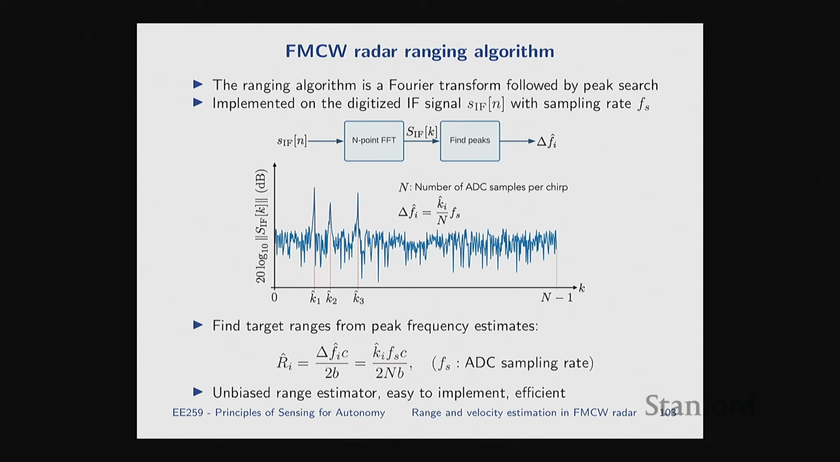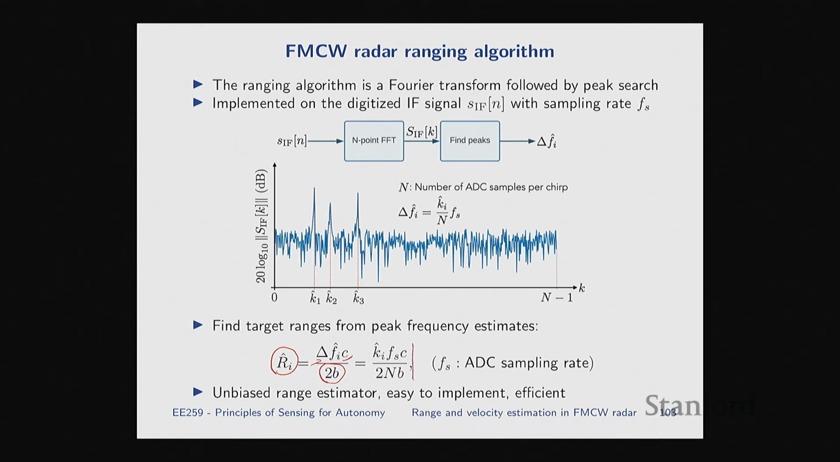So to find the range of the ith target, you do delta f times the speed of light divided by 2 times the slew rate. And the slew rate, remember, is known because we know what chirps we are sending. B is known. It's actually a configurable parameter. Usually you can set what slew rate you want at your transmitter.